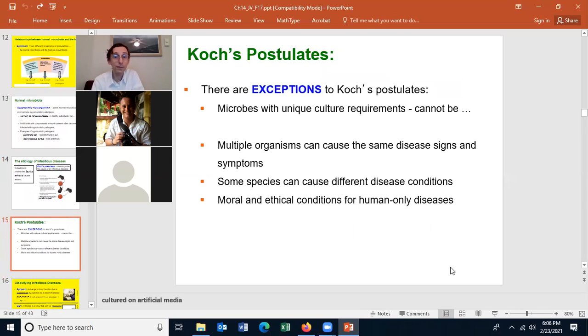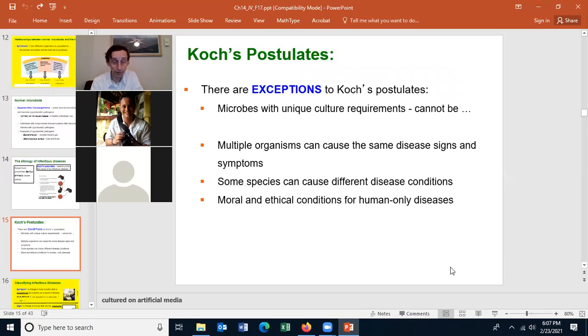Now you should know that there are exceptions to Koch's postulates. Like, what do we do if we can't culture the organism in tissue culture? There are microbes that we've never been able to successfully culture. Like Bartonella henselae, which causes cat scratch fever, syphilis.